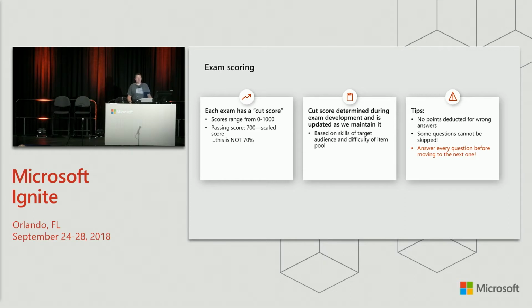And the cut score is determined during exam development. It's based on the skills of the target audience and the difficulty of the item itself. So again, just to reiterate, answer every question. There are no points deducted for wrong answers. And note that some questions cannot be skipped. So make sure that you read all the text on the screen and answer every question before moving on to the next one. Even if you want to mark it for review, you have no clue, pick something, mark it for review, and then come back to it later.